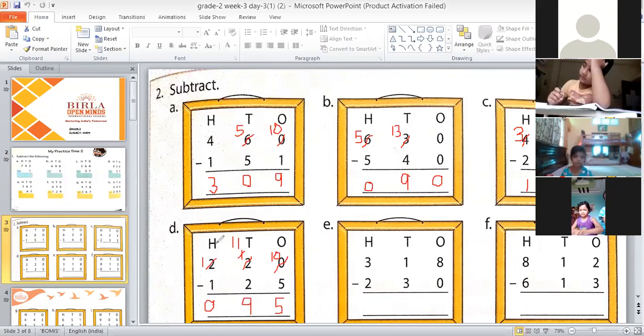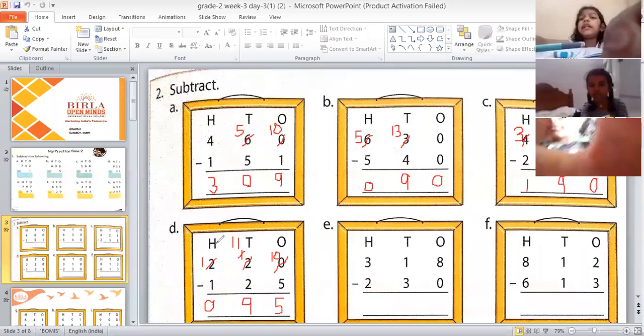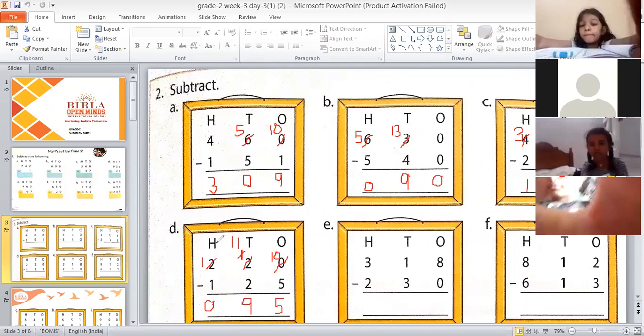Okay, so now we'll move to bit E. Yes, children, bit E. Dhriti Reddy, read question number E. Dhriti Reddy, are you there? Yes, ma'am. Yes, now read that question, bit E.